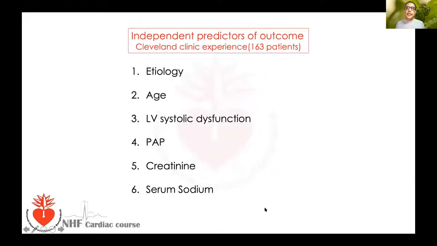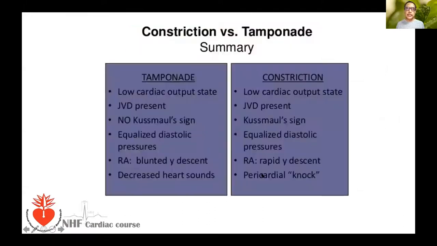So what are the independent predictors of outcome? It is the etiology, age, LV dysfunction. It is actually the Cleveland Clinic experience of 163 patients. They found that etiology, age, LV systolic dysfunction, pulmonary artery pressure, creatinine, and serum sodium are the independent predictors of outcome. So what is the difference between constriction and tamponade?